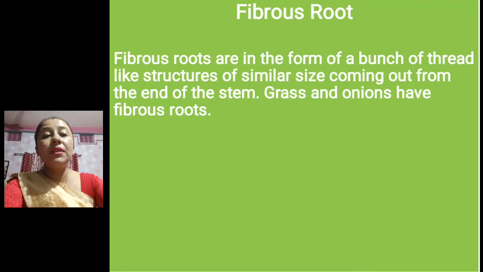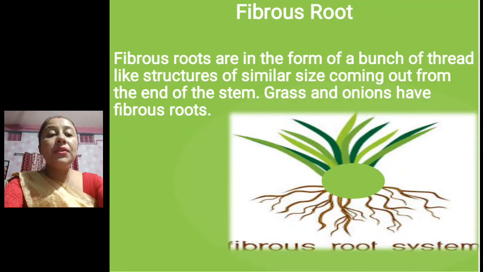Another type of root is, children, fibrous root. Fibrous roots are in the form of a bunch of thread-like structures of similar size coming out from the end of the stem.